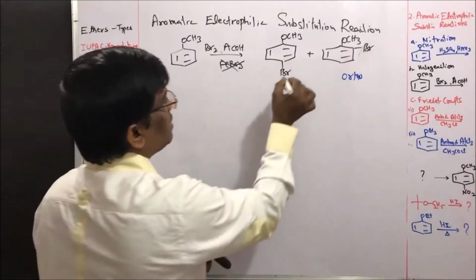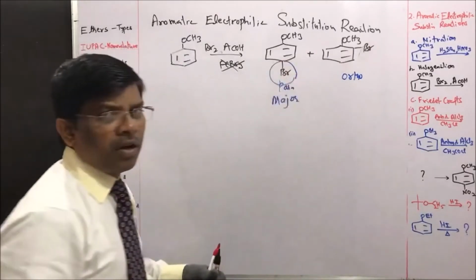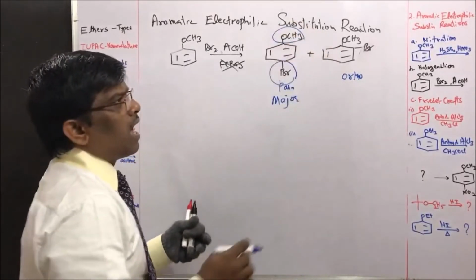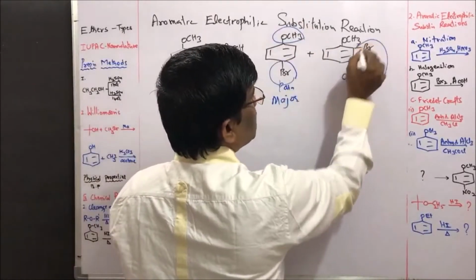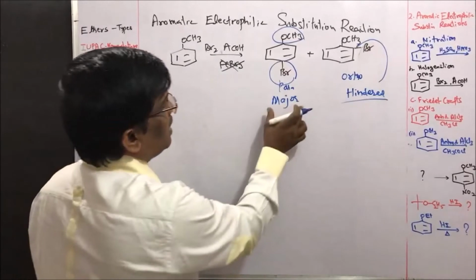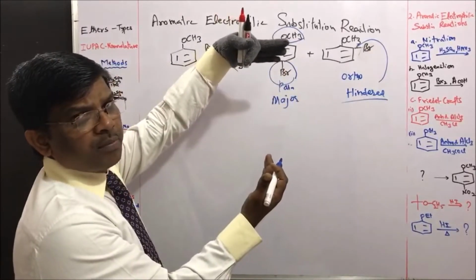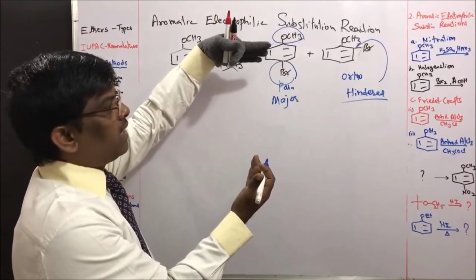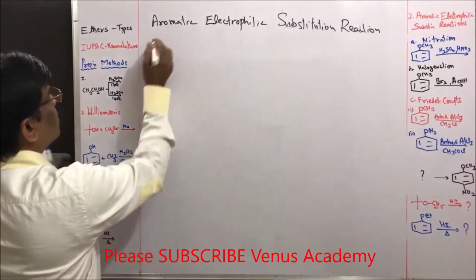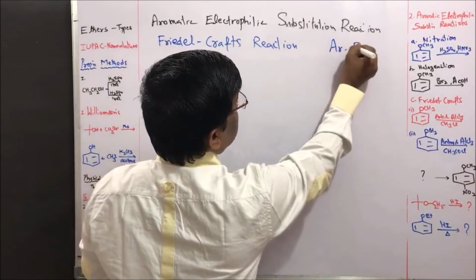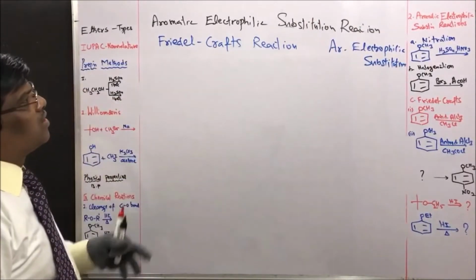The same thing: bromine is a big atom or molecule, and this is also a very big methoxy group, and entering at the ortho position is very hindered. So the para position is very easy to approach on this benzene ring. That is why it gives the major product. So Friedel Crafts reaction. So this aromatic electrophilic substitution can be written like this also, right?